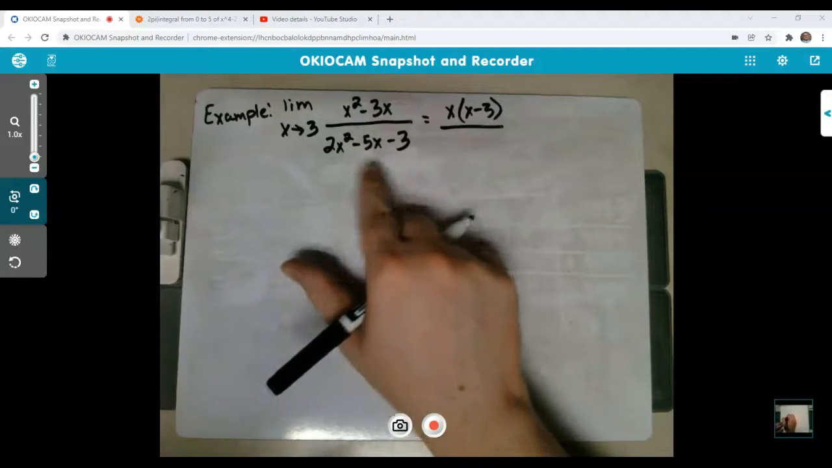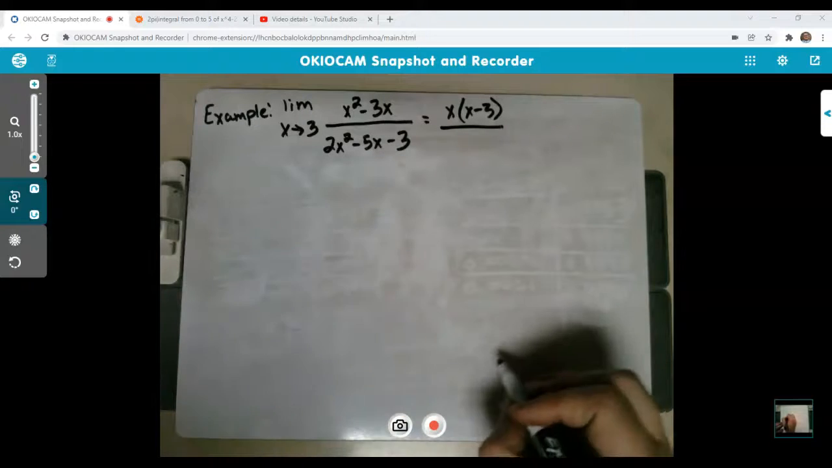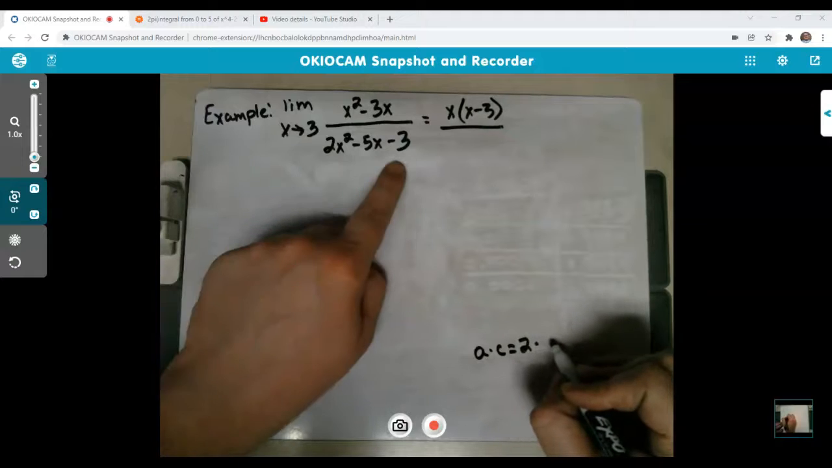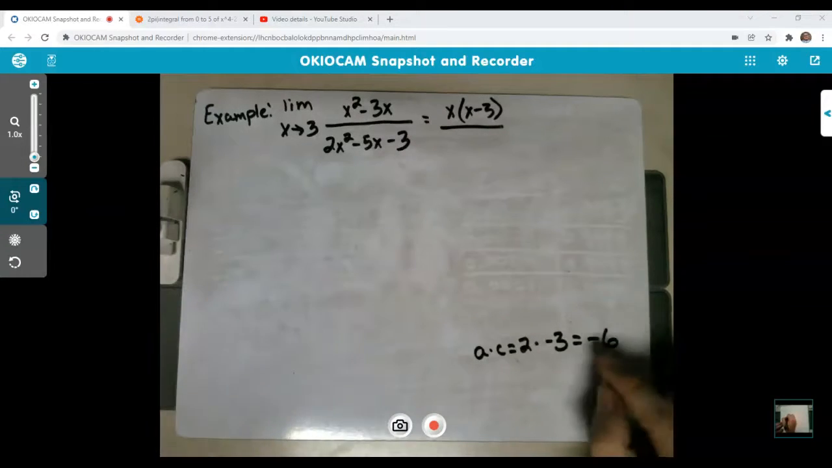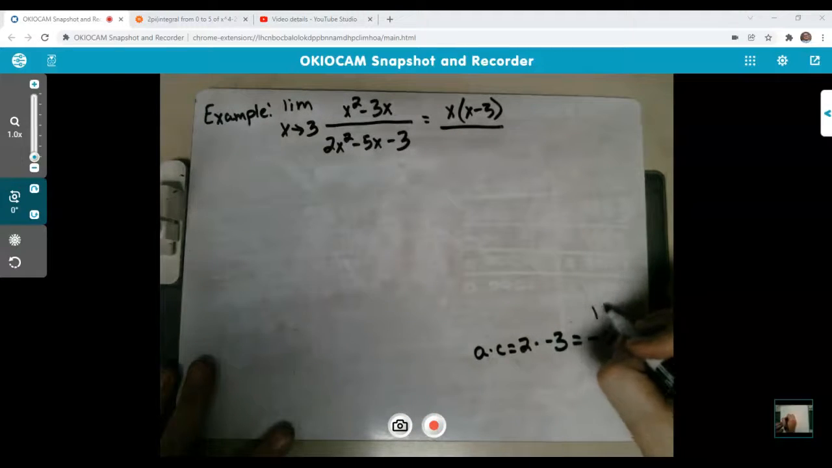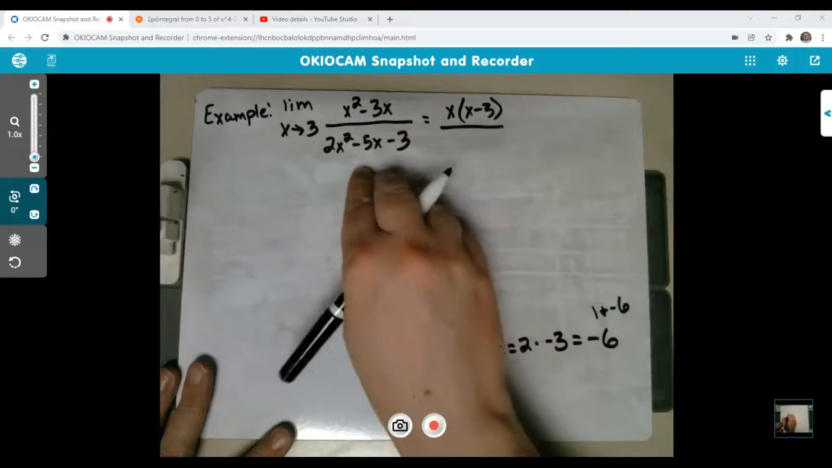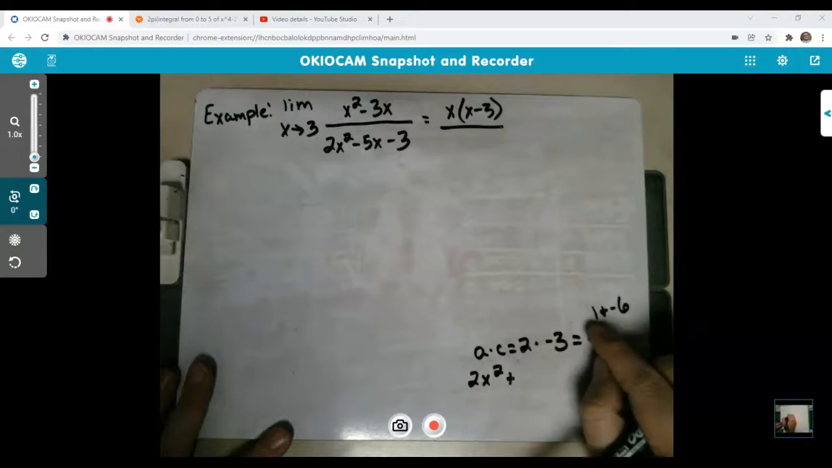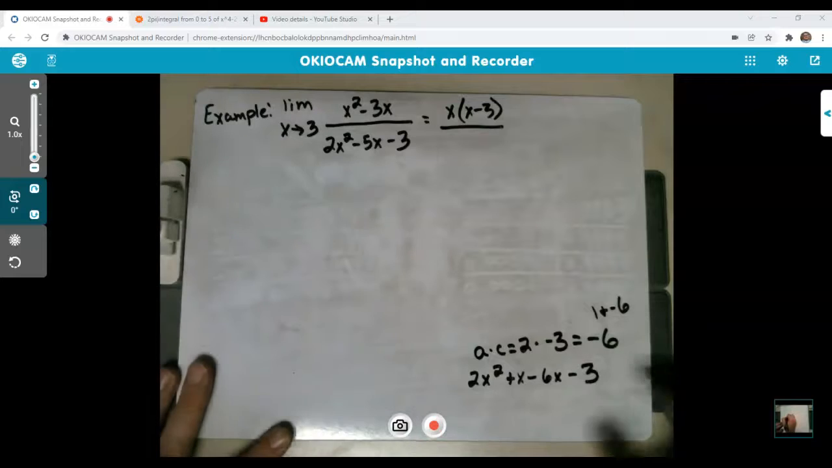How I do this is I first say, okay, let's do a times c. I'll do it down here. A times c, which would be 2 times negative 3, which gives you negative 6. So I need to find the factors of negative 6 whose sum is equal to negative 5. So I can see that's positive 1 and negative 6. So I'm going to use this to split the middle term into 2 terms. So that's going to be 2x squared plus 1x minus 6x minus 3.